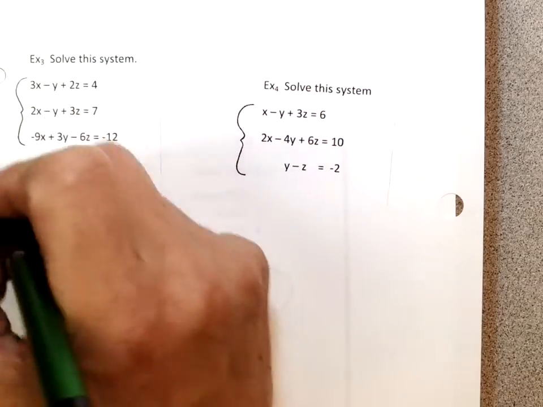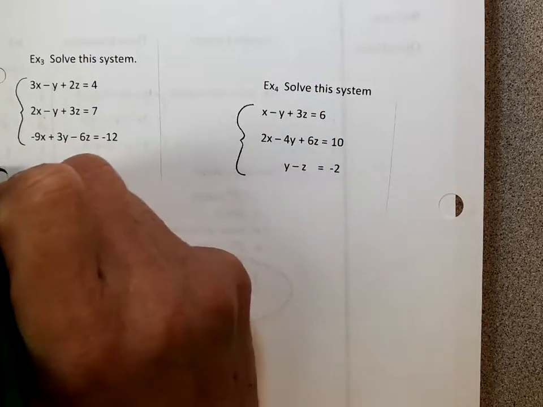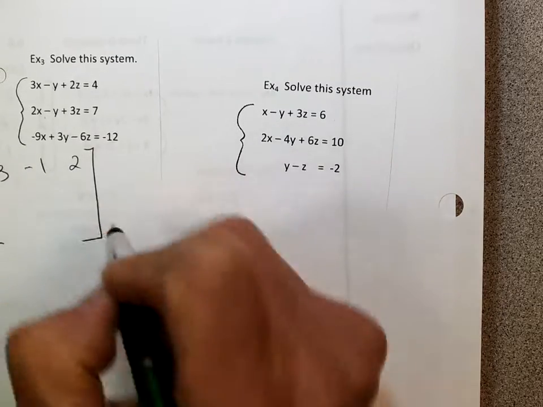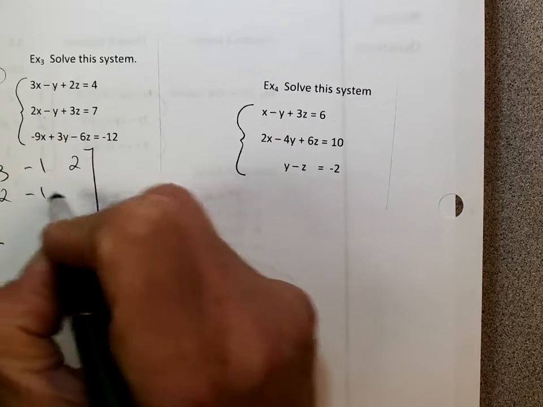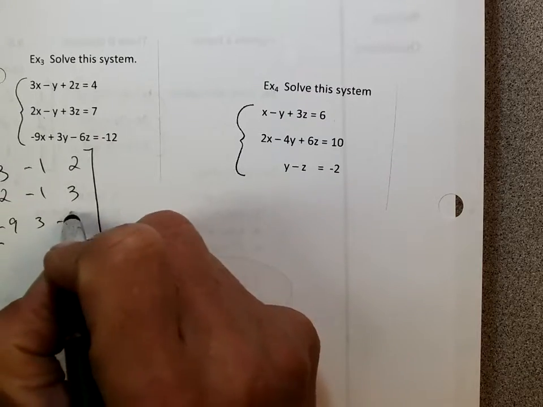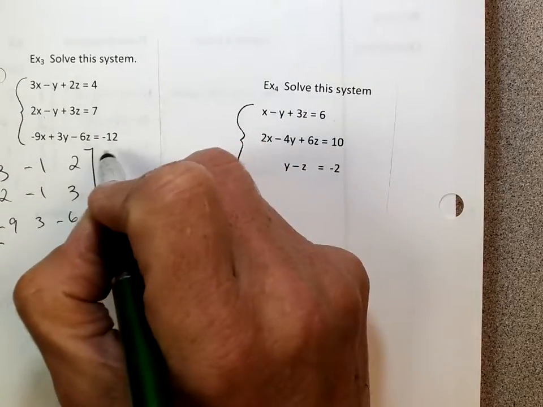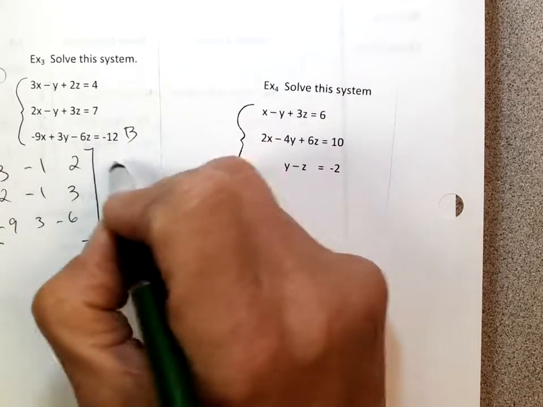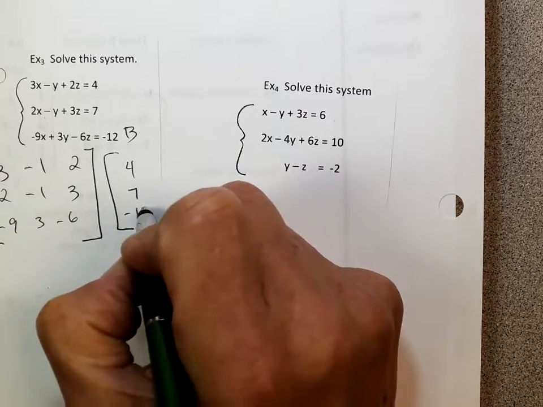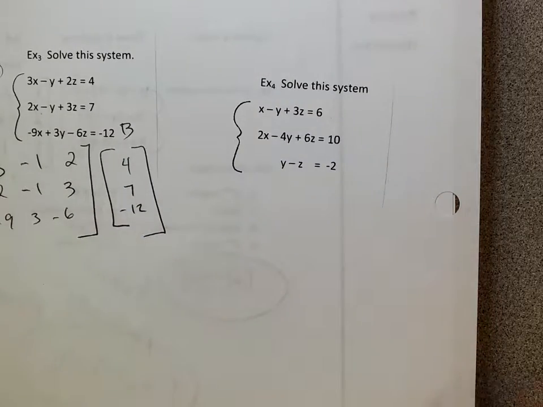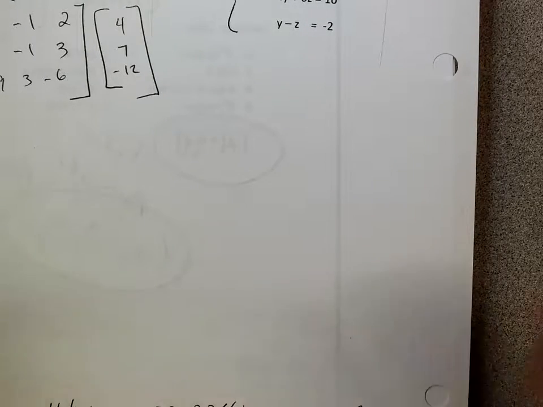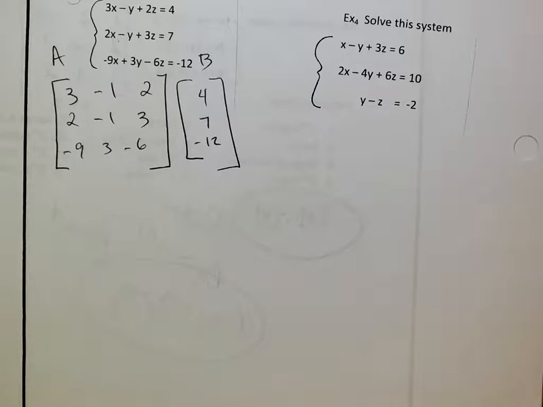So let's do example 3. First of all, let's make matrix A: 3, -1, 2, 2, -1, 3, -9, 3, and -6. Let's make matrix B. We'll go 4, 7, -12. We're going to do the same process. All right, give it a try. See what you can get.